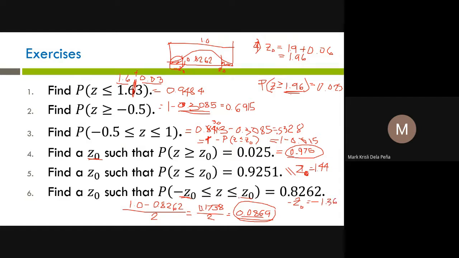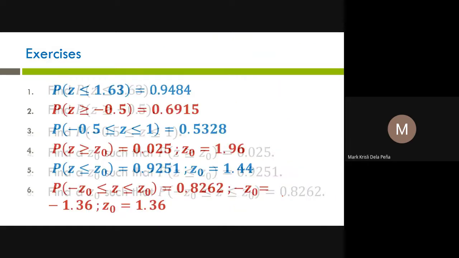1.36. So since we have these two, when converted to their absolute values, our positive z sub 0 is 1.36. Now I want you to check if the result is 0.8262. So when you get the area of z equal to negative 1.36, and also get the probability or area when z is less than or equal to positive 1.36, the result should be 0.8262.